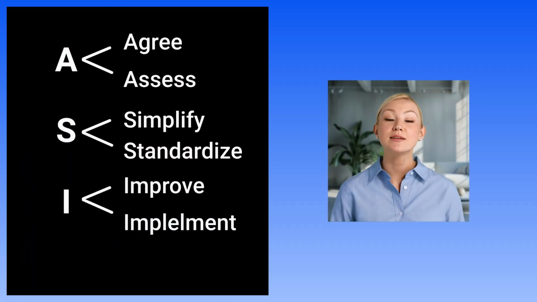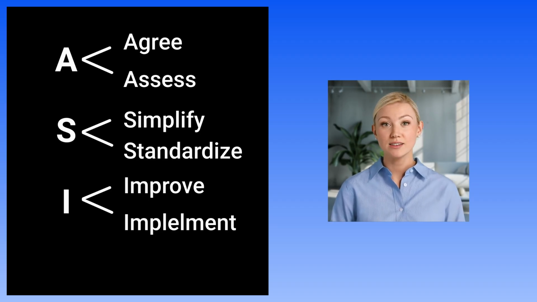Again, here are all the steps to the ASI methodology. Agree and assess. We brought our team together, agreed that change was needed, and assessed where it was needed. Simplify and standardize. We broke down a process into its basic elements or steps, and we determined the best and most consistent process for the time being. Improve, we refined and streamlined our processes and steps. And now we're at the last I, implement, where we will fully implement the changes into our organization.